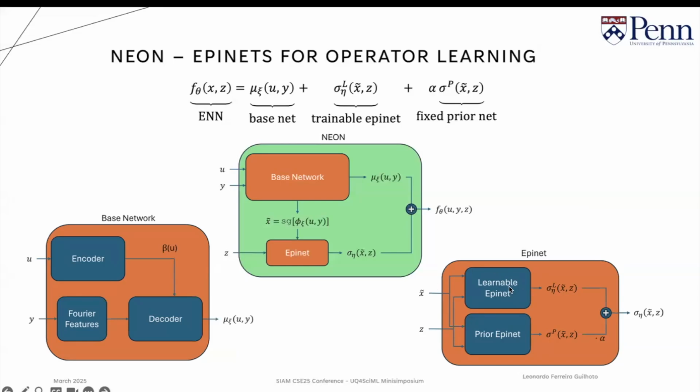It has a learnable EpiNet and a prior EpiNet. In this case, the prior component is initialized at random and is never changed during training, whereas the learnable EpiNet is trained. And the effect that this has is that effectively, assuming the base network is properly trained, the learnable EpiNet has to learn to counteract the effect of the prior EpiNet over here. So it will be able to do that in regions where it has seen data x tilde, and it will not be able to do that in regions where it hasn't. And this allows us to effectively capture the epistemic uncertainty of our problem.